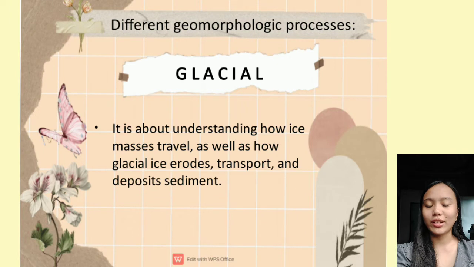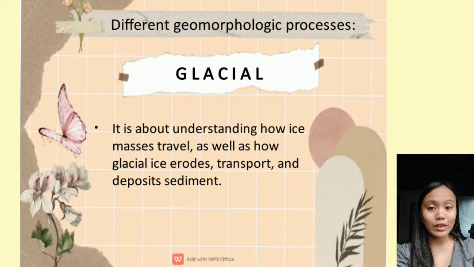What is glacial? Glacial is concerned with the movement of ice masses as well as the erosion, transport, and deposition of sediments by glacial ice. It also refers to the processes, landscapes, and landforms eroded on the Earth's surface by ice sheets, valley glaciers, and other ice masses. It is also considered as both a depositional and erosional process.